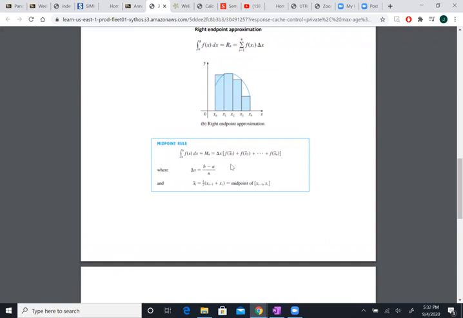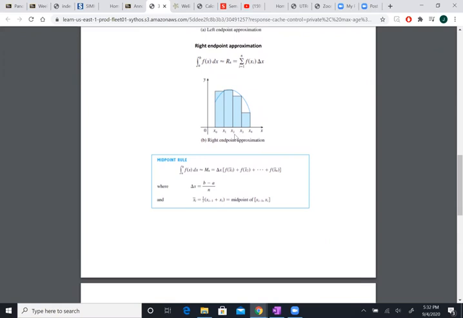This is the midpoint rule. In this one, you take the midpoint of each interval. You have n intervals, and then you'll have exactly n values. So you plug in the middle point of the interval. Let me show you here. Now let's type the formula for midpoint.